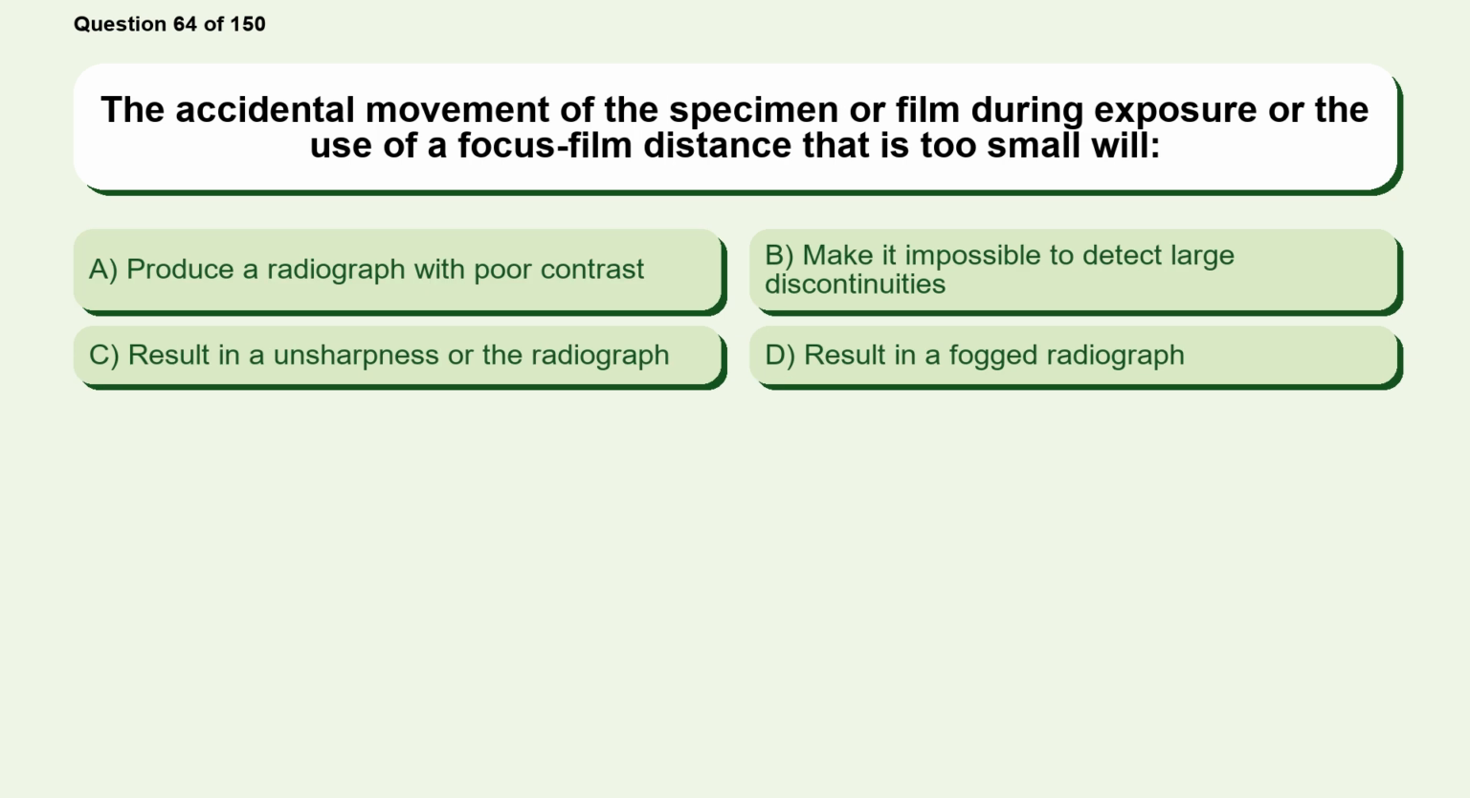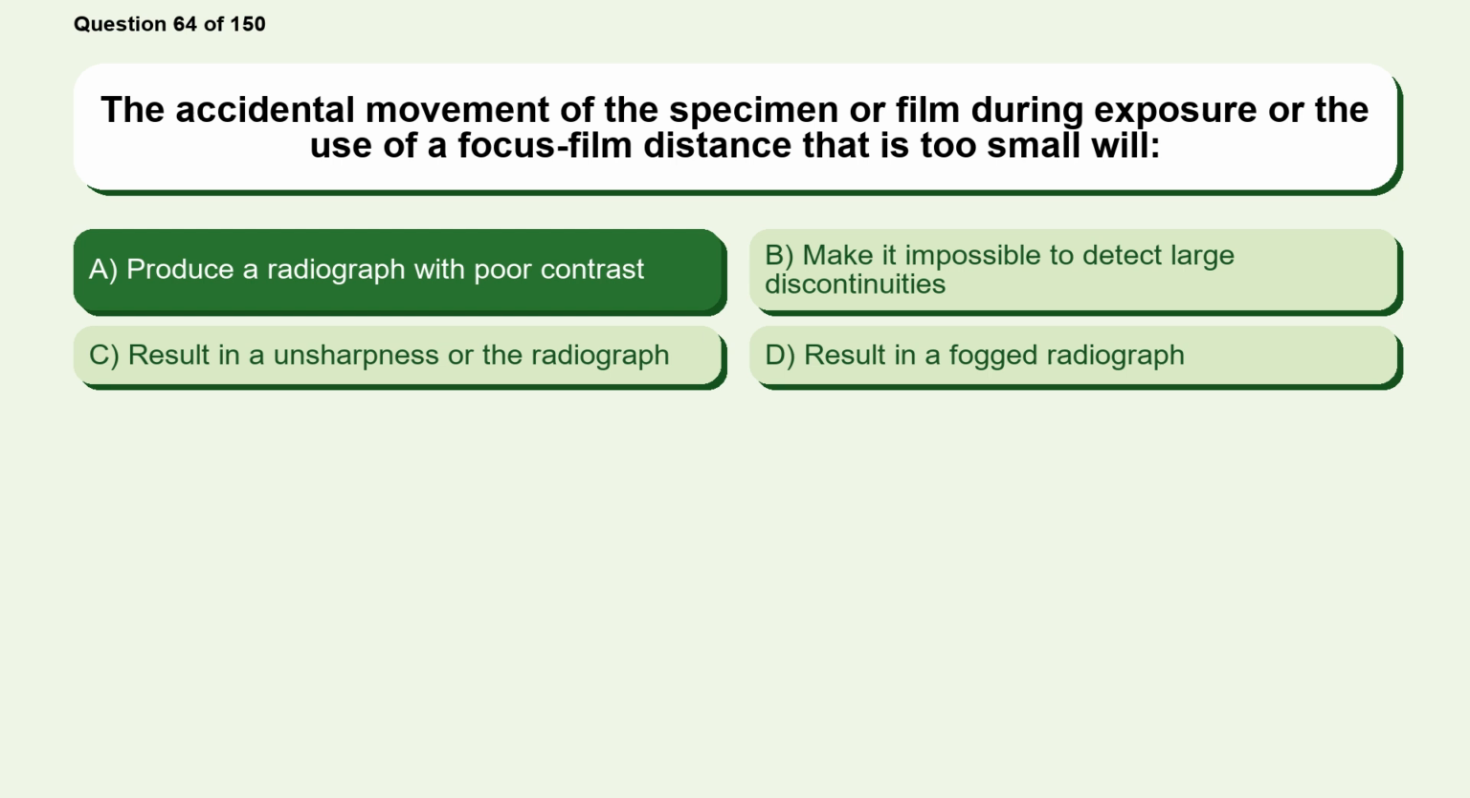Question 64. The accidental movement of the specimen or film during exposure or the use of a focus film distance that is too small will: Option A, produce a radiograph with poor contrast. Option B, make it impossible to detect large discontinuities. Option C, result in an unsharpness of the radiograph. Option D, result in a fogged radiograph. The correct answer is option A. Produce a radiograph with poor contrast.